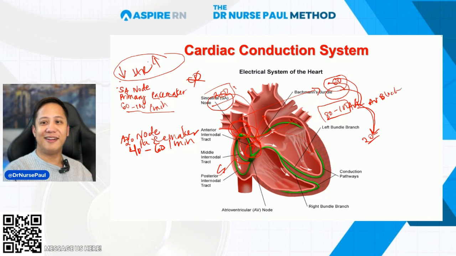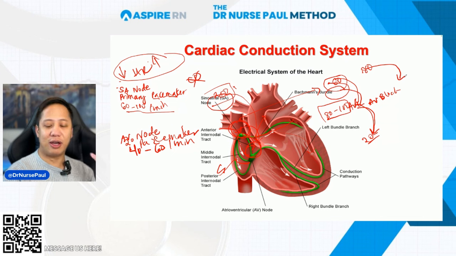And sometimes your SA node could be beating normal. SA node could be beating 80, but the AV node is misfiring and creating extra rhythm to where now it's 200, and it brings to the ventricles 200. Is that good or bad? Bad. This one is called block.